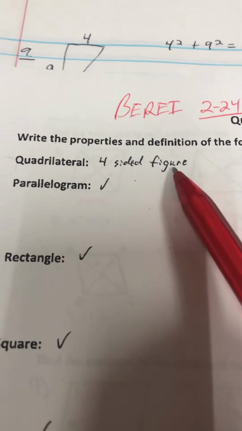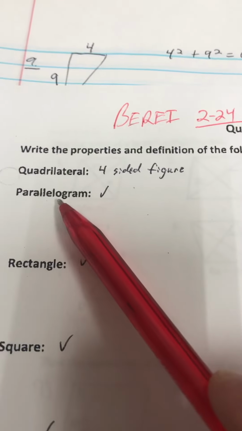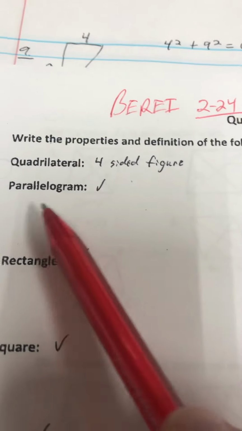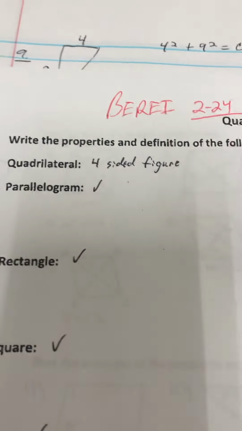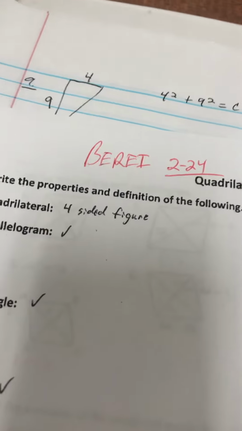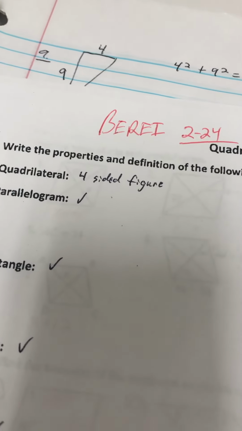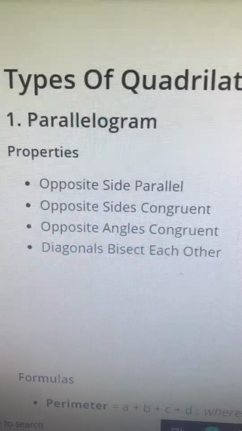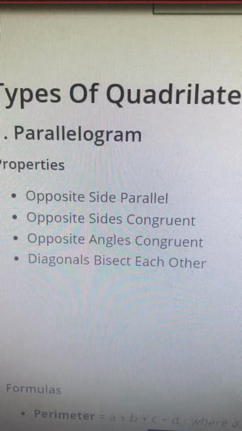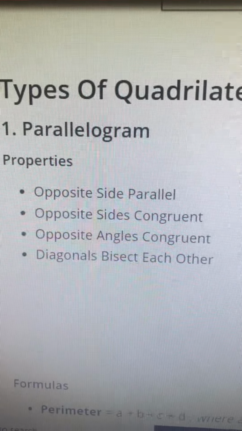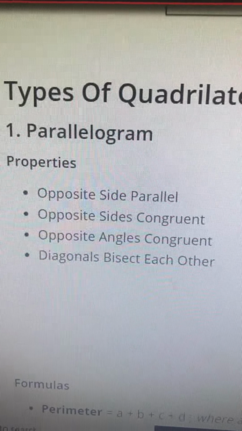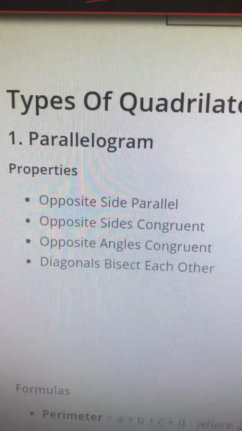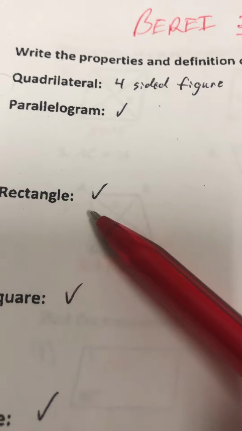Quadrilateral, just a four-sided figure. I don't know if you have to have any more than that. Parallelogram. Let's look at a parallelogram, and I just found a good site. You're going to have opposite sides parallel, opposite sides congruent, opposite angles congruent, and diagonals bisect each other. That would be for a parallelogram. Like I said, pause this as you move forward.